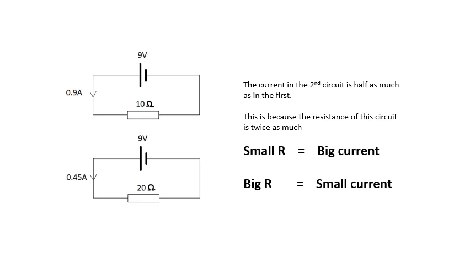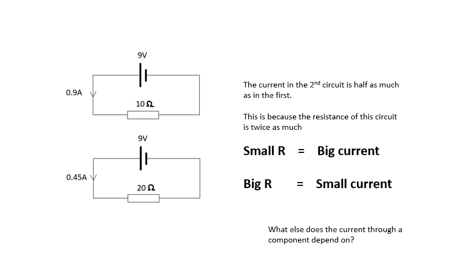So when we double the resistance from 10 to 20, the current is half as much. The current in the second circuit is half as much as in the first. This is because the resistance of this circuit is twice as much. Small resistance, big current. Big resistance, small current.